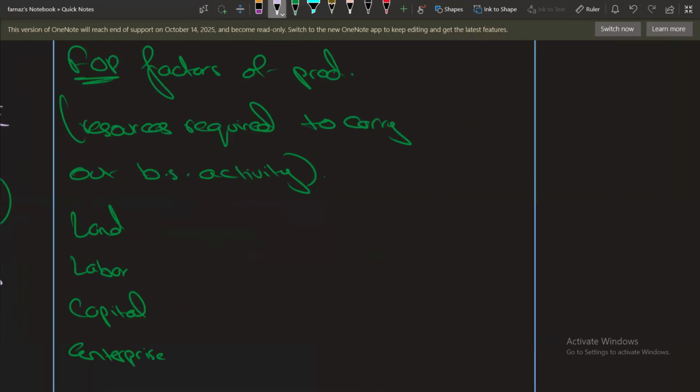What is land? Land includes all the natural resources. Whenever I use the word land, I don't mean floor by it, because this is a misconception, that it means the area where we are building our business. No. Land includes all the natural resources, coffee beans for Starbucks, oil for gas stations. That is included in land.